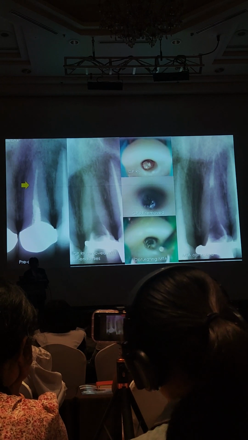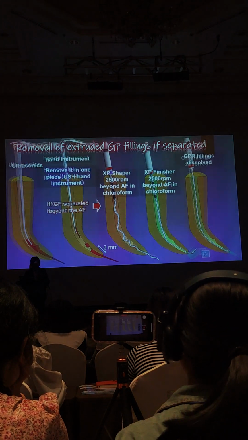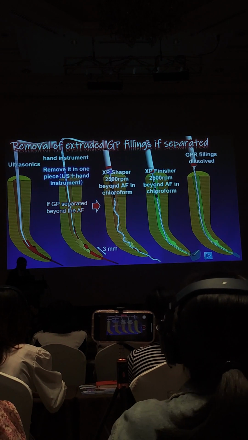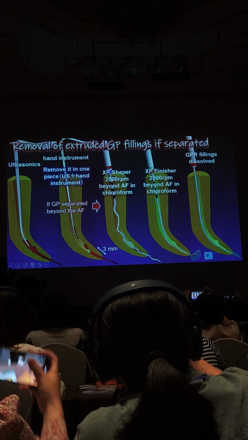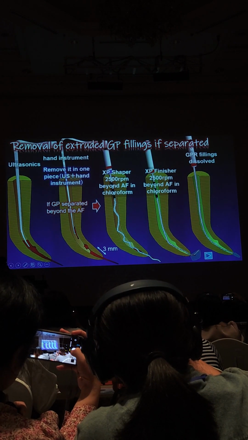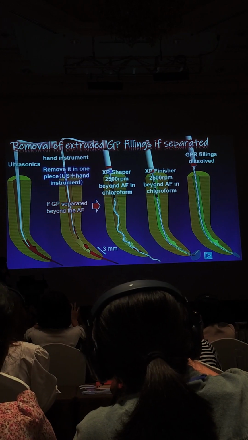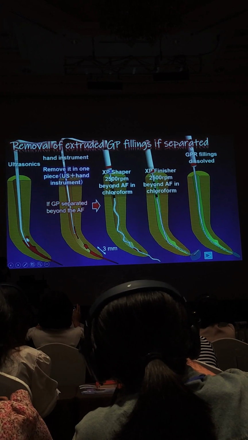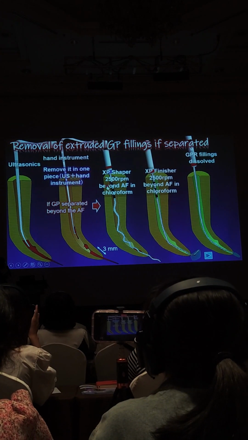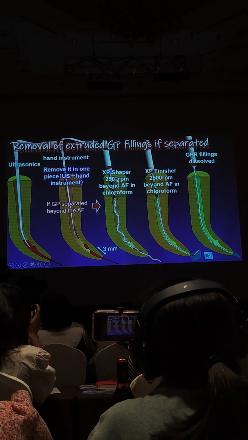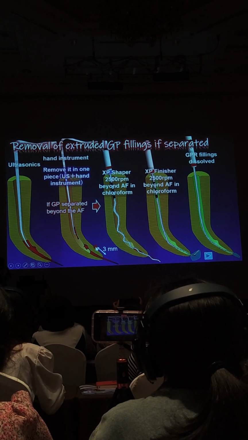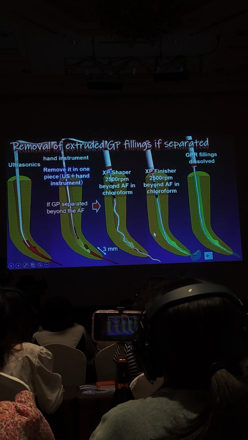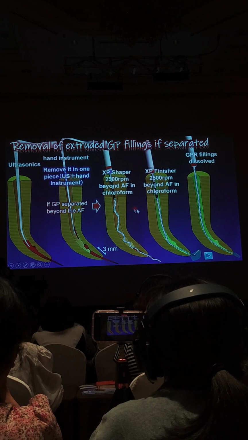Okay? This is the same. So let me skip this case. So what about the gutta-percha already extruded into the periapical tissues? Basically, you can do the same technique. So you create a space with ultrasonic tips. Here, right here. Then you will use the XP Shaper, rotating at 2500 RPM. Try to remove the root fillings in one piece. However, if you separate it, it's not too late. It's not the end of the world. You can still do this.